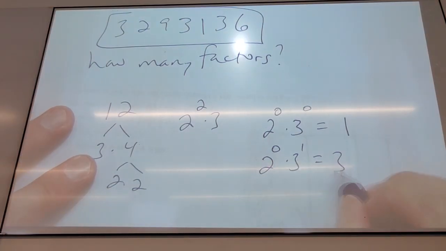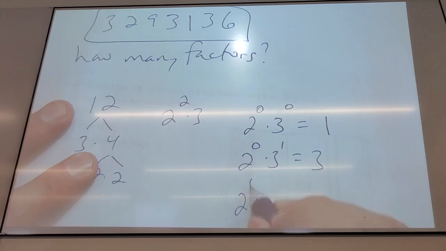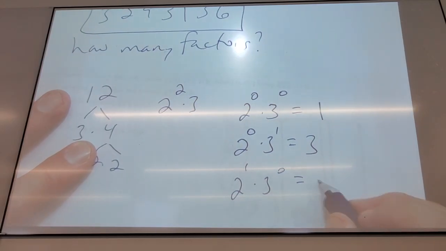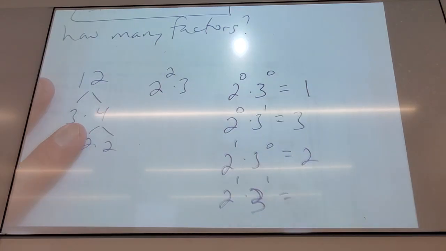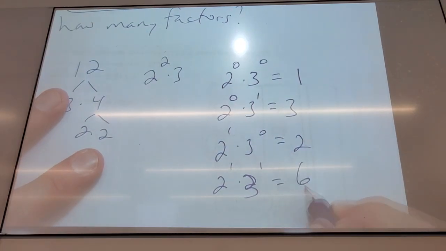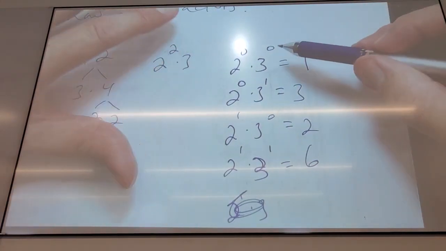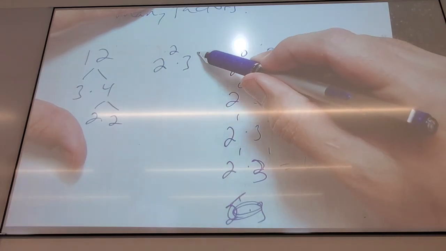Okay. Or I could take 1 2 and no 3's. What does that make? 2. Or I could take 1 2 and 1 3, what does that make? All right, I want you with me. No 2s, no 3s. No 2s, 1 3. And the most 3s I can have is 1.